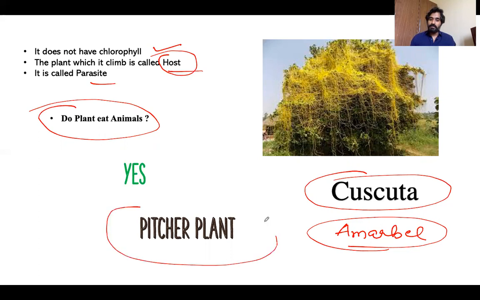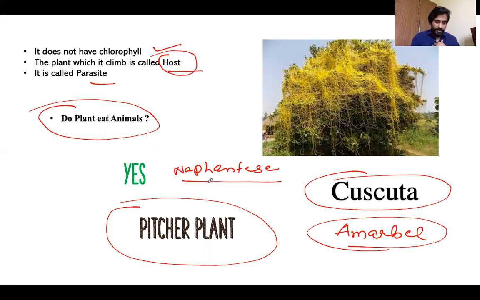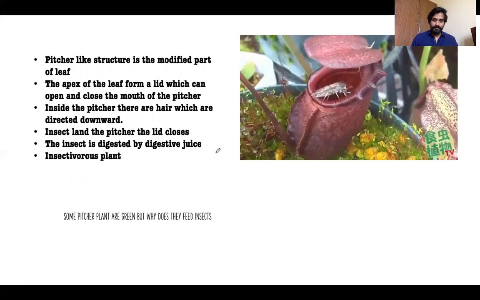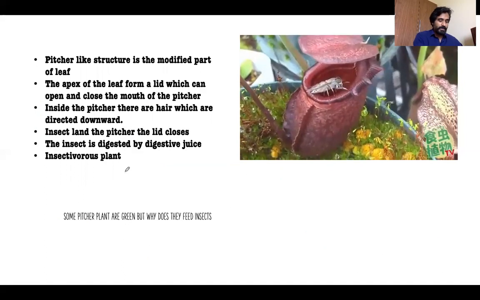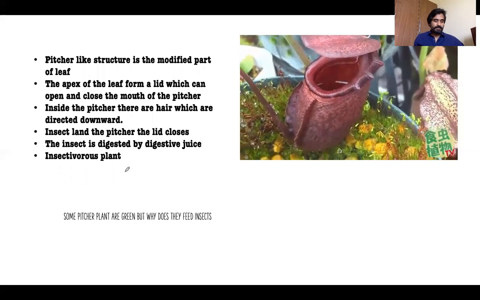There's something called a pitcher plant, Nepenthes. I think I'm wrong in the spelling, but still, this pitcher plant is also known as insectivorous. Insectivorous means those that can eat insects. I'll check the spelling of Nepenthes and let you know again. So what does it mean that it is insectivorous?